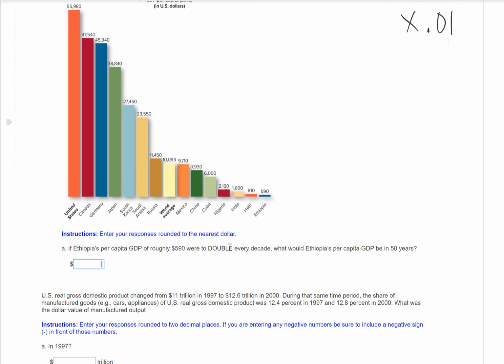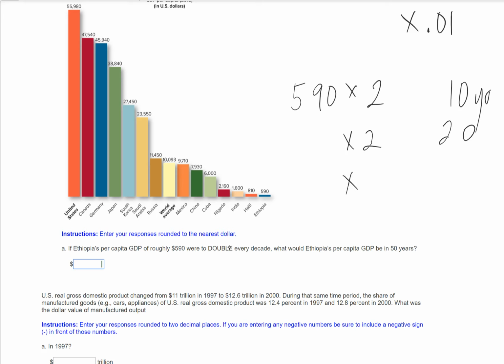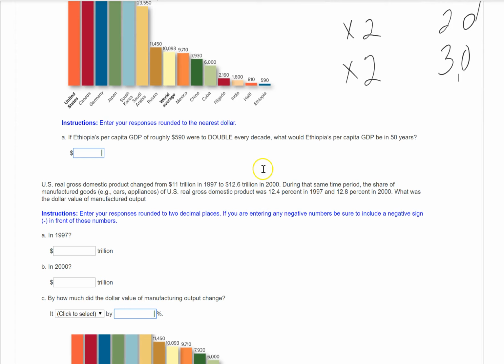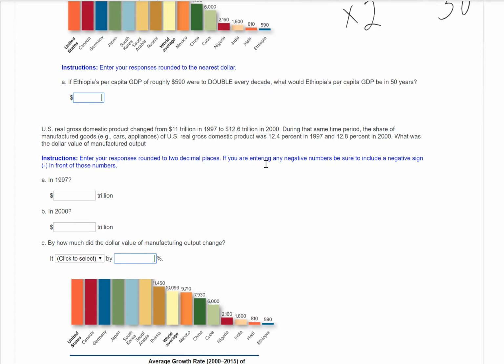This next one says if Ethiopia's per capita GDP of roughly 590 were to double every decade, where would it be in 50 years? So you can do this one really easily just by kind of writing it out and taking each step. So you go 590 times 2, that's 10 years, right? Then that value times 2 in 20 years. That value that you got from the previous one times 2, 30 years, and so on. So you can do it that way. It's pretty basic, and it's just simple multiplication, and then addition, of course.